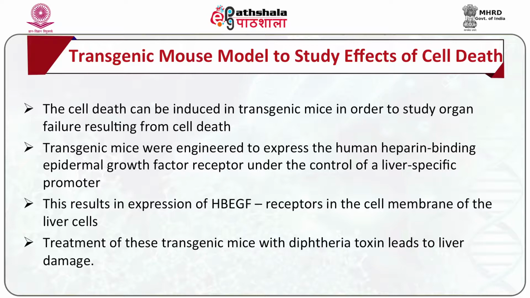Mouse cells are not normally susceptible to diphtheria toxin because they do not have a receptor that recognizes the bacterial protein. Transgenic mice were engineered to express the human heparin-binding epidermal growth factor receptors under the control of a liver-specific promoter. This results in expression of HBEGF receptors in the cell membrane of the liver cells. Treatment of these transgenic mice with diphtheria toxin leads to liver damage.